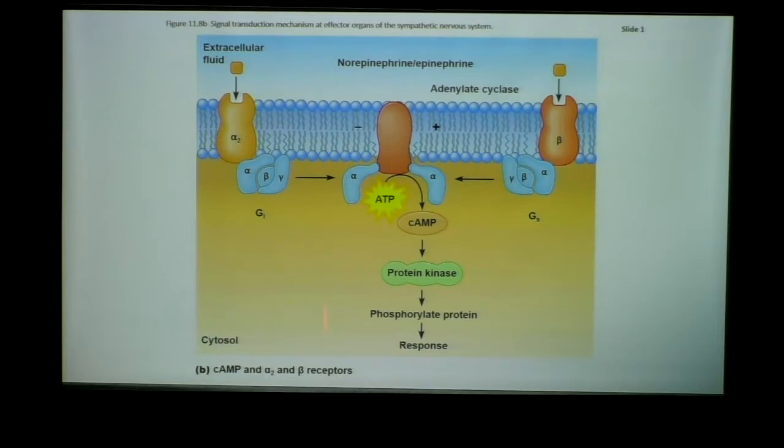On this side, this is the mechanism for all beta receptors. Beta 1, beta 2, beta 3, they all use this mechanism. So make sure you make a note here that this can be beta 1, this can be beta 2, this can be beta 3.